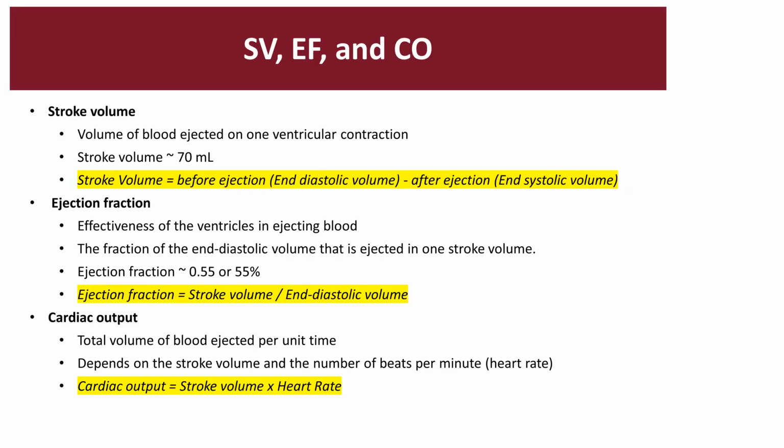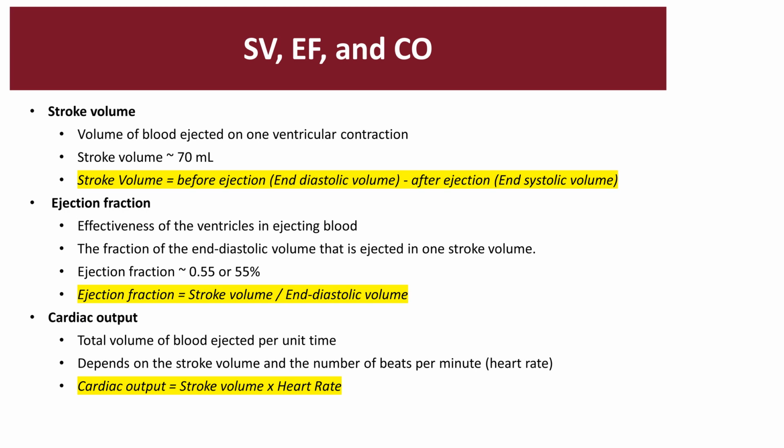Stroke volume, SV, ejection fraction, EF, and cardiac output, CO. Stroke volume is the volume of blood that is ejected on one ventricular contraction, and this is roughly about 70 mLs of blood. Stroke volume is equal to the EDV, the amount of blood inside the heart before ejection, minus the amount of blood after ejection, also known as end systolic volume. So SV is equal to EDV minus ESV.